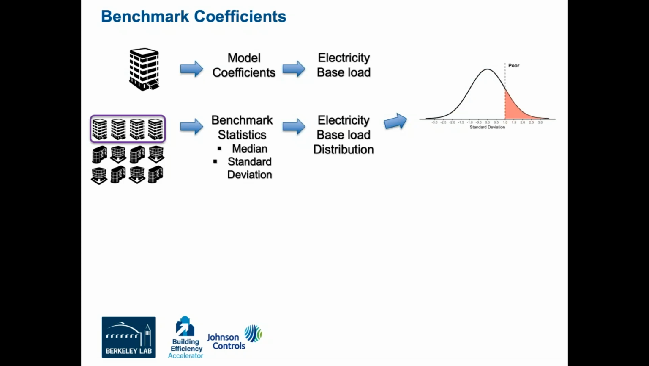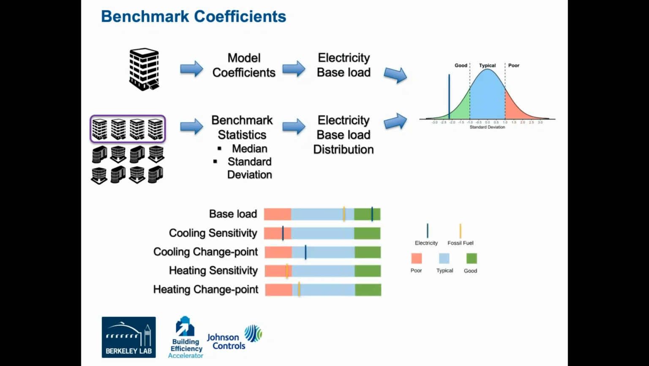If the coefficient for the electric baseload is worse than 1 standard deviation from the median, we would consider that poor. Anything else we would consider to be typical. So it's a very simple and straightforward benchmark analysis. In this particular example, the electric baseload is better than 1 standard deviation from the median, so we consider that good performance. We do this type of analysis within Better for all 5 of those coefficients of performance from the inverse models. And we do this for both the electricity consumption and for the fossil fuel consumption.